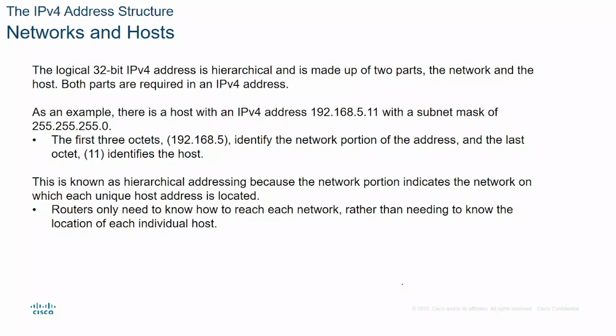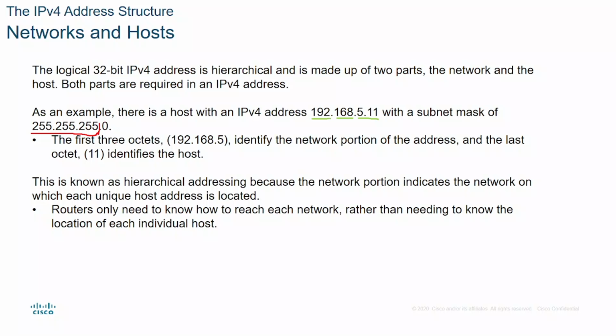So as an example now, let's say we have a host with this IP address, say 192.168.5.11. We have a subnet mask of 255.255.255. Now we're going to understand that this subnet mask has 255 at the point where the 255 stops, and that tells us that is the network portion.